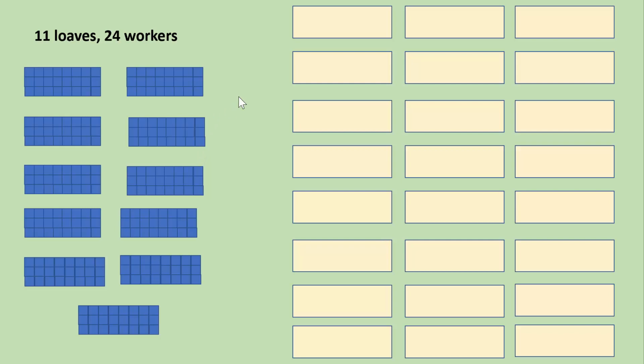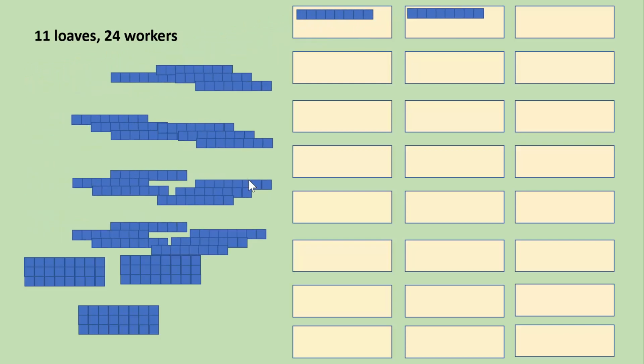11 loaves and 24 workers. So this is another case where 11 times 2 is only 22. We can't use a half. But 11 times 3 is 33, so we can start by giving people thirds. And for 24 workers, that's going to use up 8 of our 11 loaves. So let's start giving people thirds of the loaf.